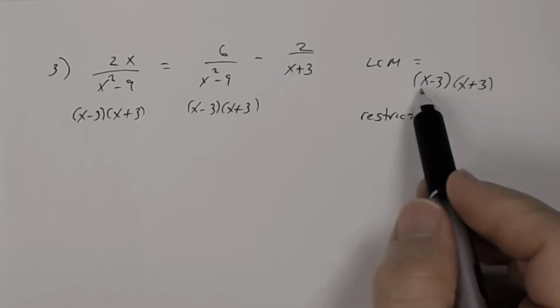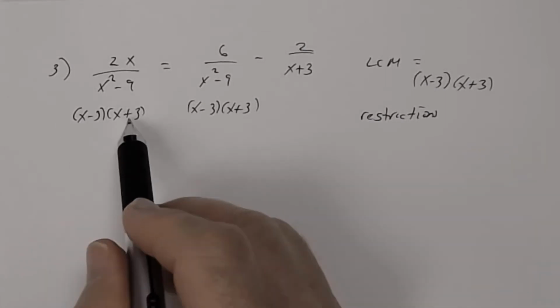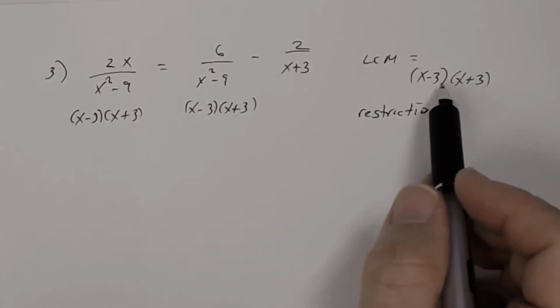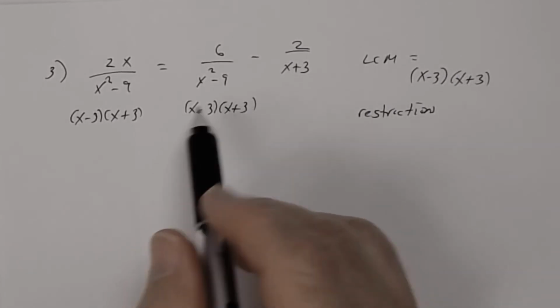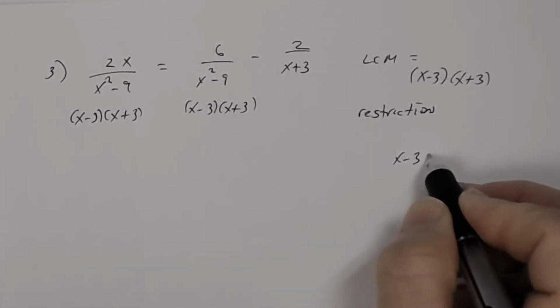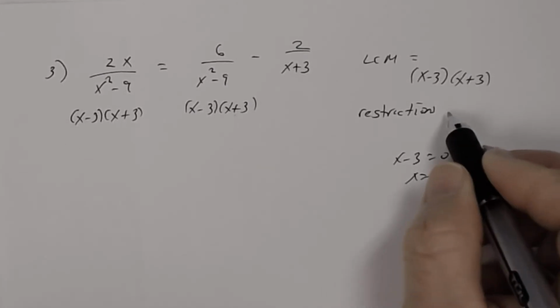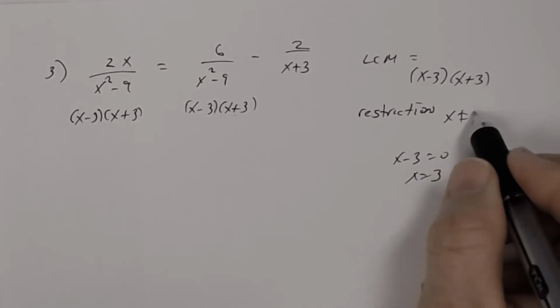So if I look at this, x minus 3, it doesn't matter which one you use. I'm just going to go here. So let's find out where x minus 3 is going to be 0. So x minus 3 is going to be 0 when x equals 3. So my restriction is that x cannot equal 3.